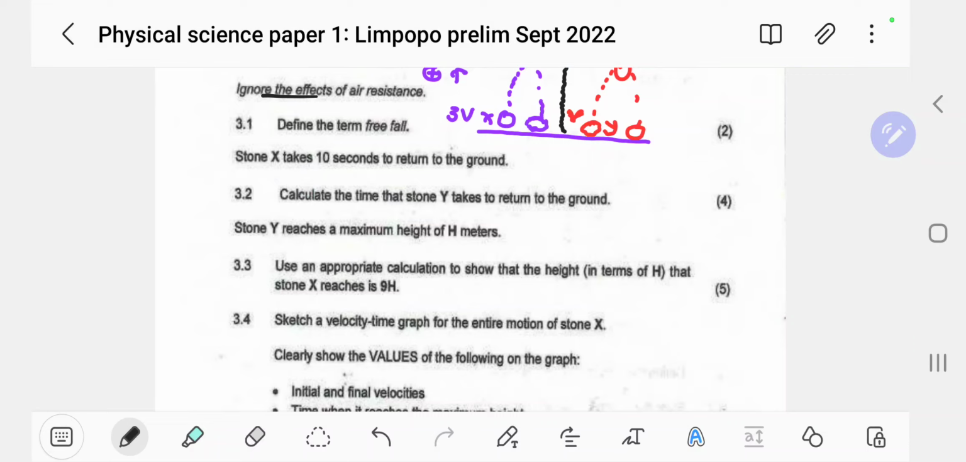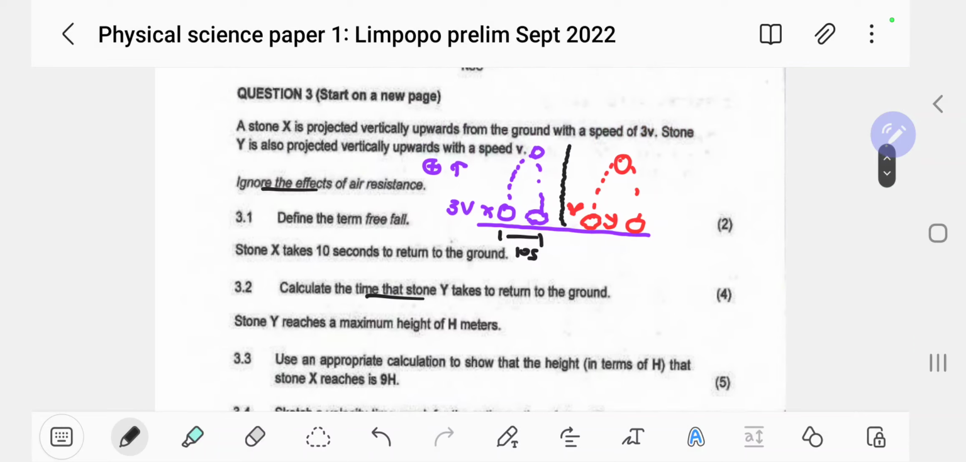Okay, so now that is fine. Now we're told stone X takes 10 seconds to return to the ground, meaning from here to here it is 10 seconds. Now 3.2 says calculate the time taken by stone Y to return to the ground. 4 marks. Now how are we going to deal with this situation here?